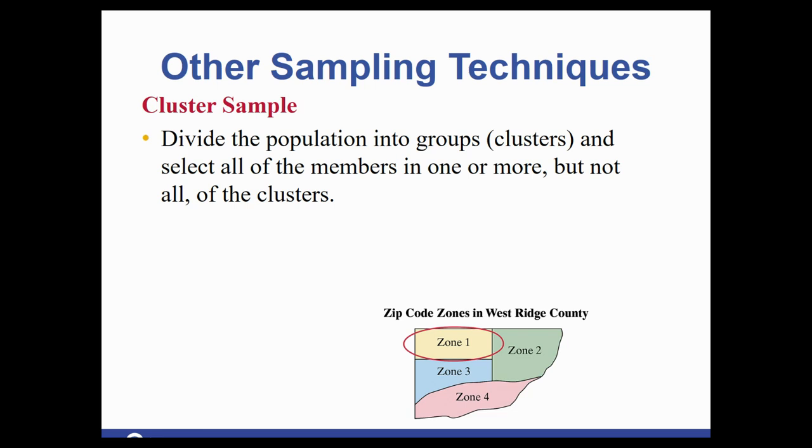Cluster: divide the population into groups or clusters, and then select all of the members in one or more groups, but not all of the clusters. So stratified is you're picking some from each, and cluster is you're picking all from some. So they're slightly different. In this case, if we divide it based on zones, then we would pick everybody in zone 1 and nobody in these other zones. That's cluster.